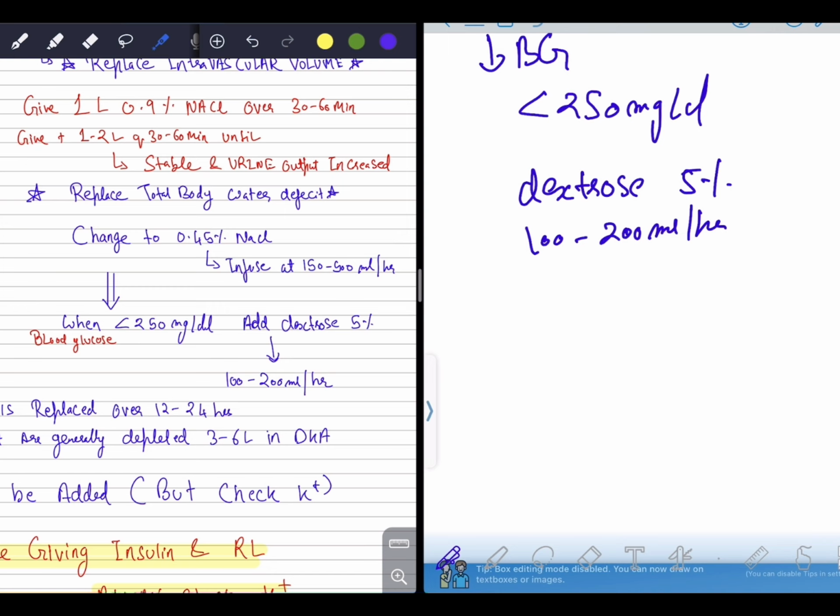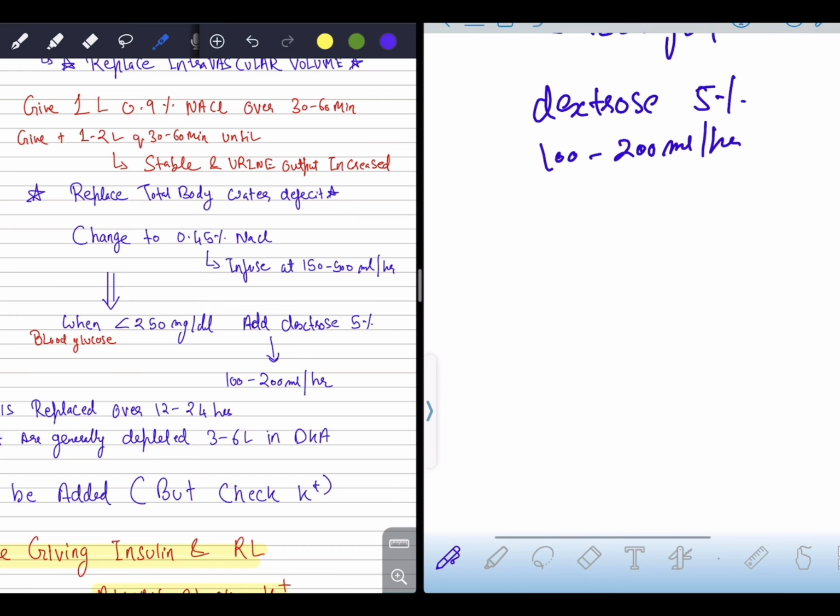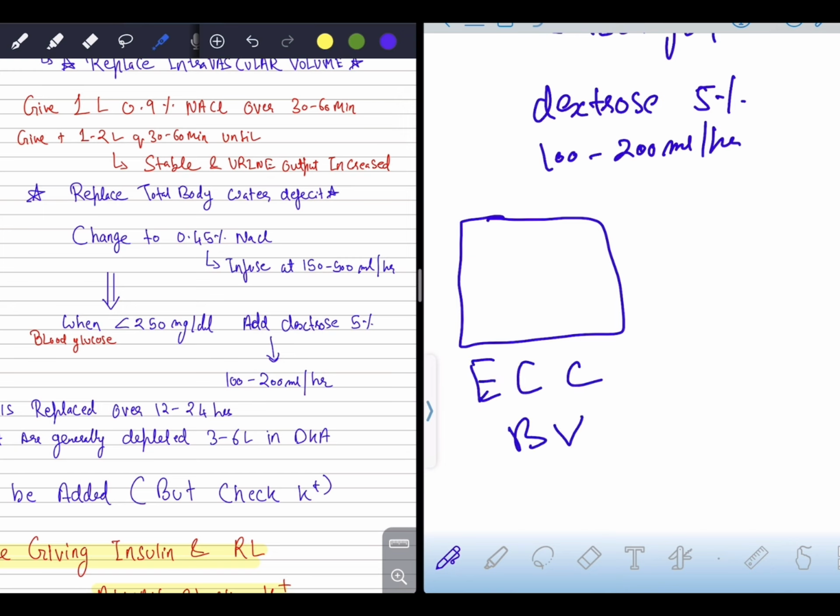So now you will ask a basic question: we are doing so much to decrease the blood glucose level, and sir, you are telling us to give dextrose 5% in a patient of DKA, a diabetic patient. I'm not saying that illogically. The logic behind this is, understand that there is an extracellular compartment which is the blood vessel, and there is another compartment which is the intracellular compartment, which are your cells.